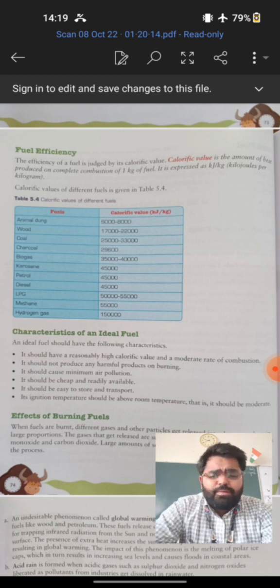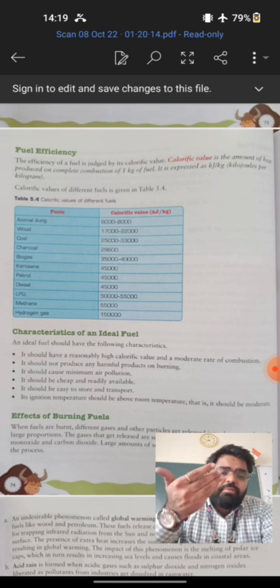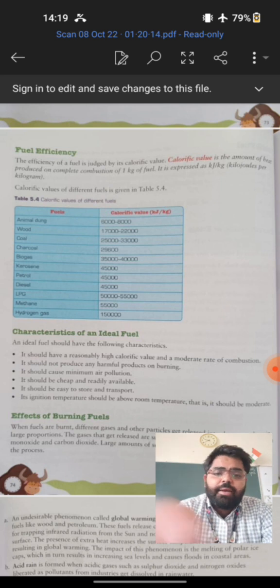Right? Now certain characteristics are there for the ideal fuel. Basically it should have a high calorific value, it should not burn rapidly, should not produce any sort of harmful gases, should not cause air pollution, easily available, can be transported, and ignition temperature should not be very low or very high, right?